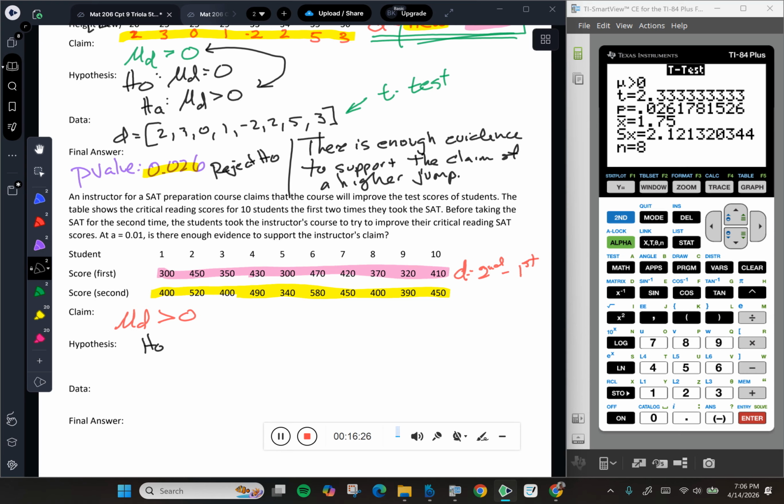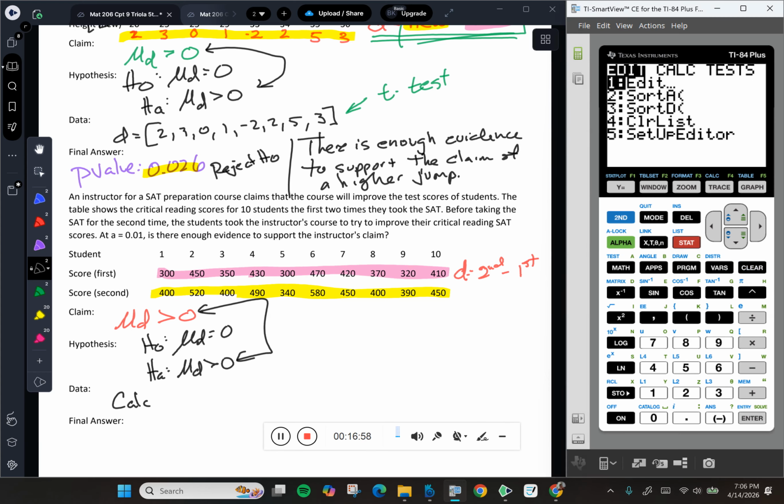Hypotheses, a null and an alternate again. Since there is no equality in the claim, that's our alternate, that the mean of the differences is greater than 0. Our null would then be that the mean of the differences is equal to 0. Right? Our data needs to be set D. So I'm just going to put down here, calculator, because I'm going to do the whole thing in my calculator. All right, so let's get started on that.